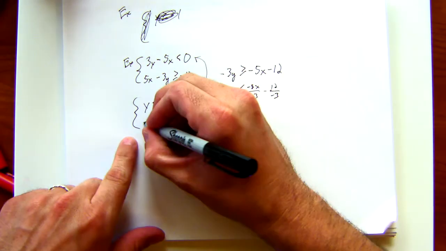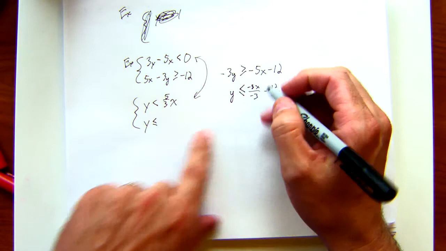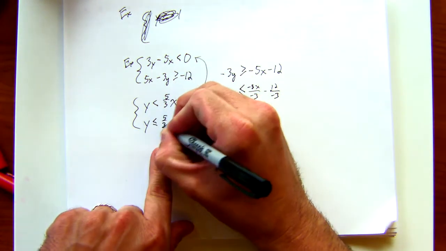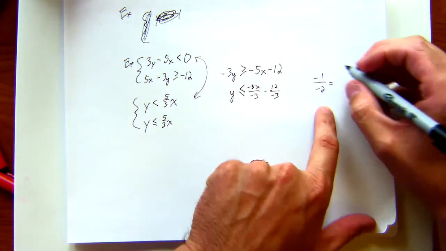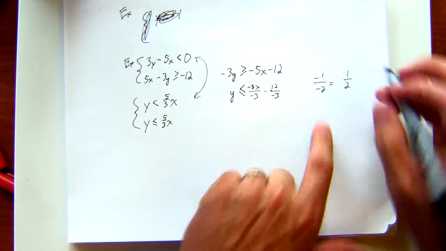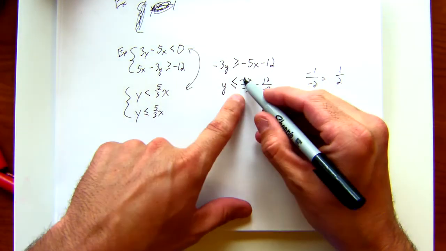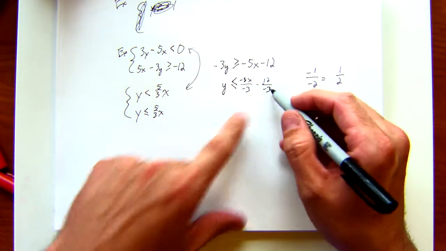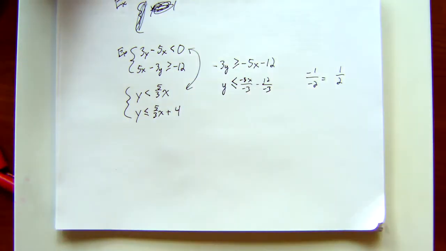Simplifying this a little bit more, I get y is less than or equal to, well, this is the same thing as a positive 5/3 x. Remember I talked about negative 1 divided by negative 2 is just 1 over 2. I did something like that. So I've got negatives on the top and bottom here. Same thing here. So this is plus 4. Any questions?